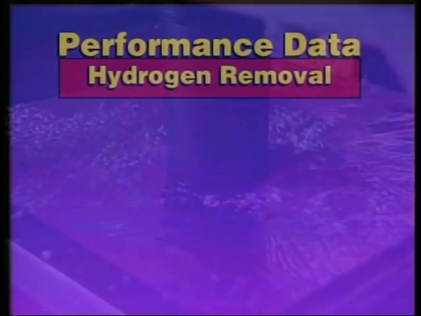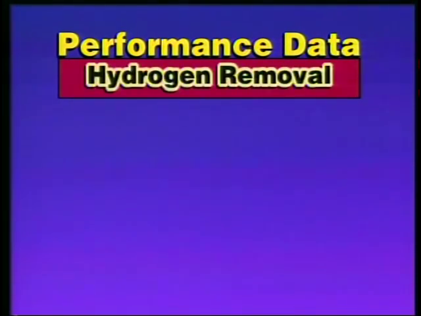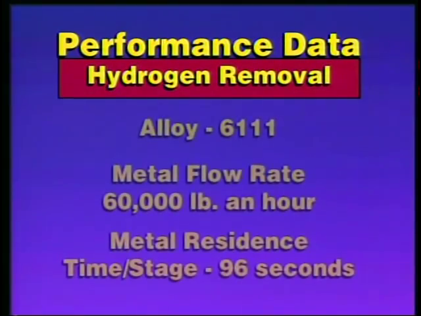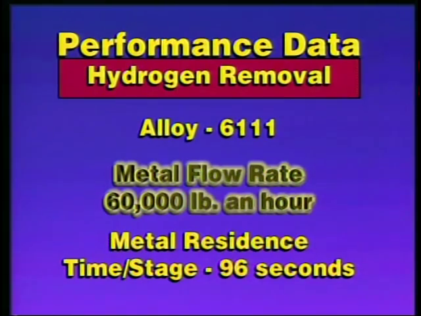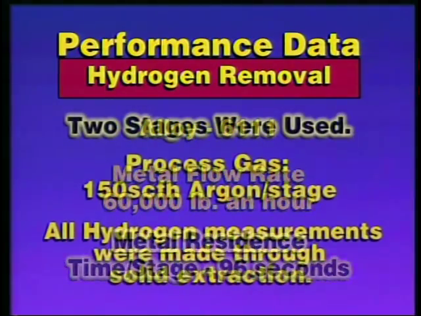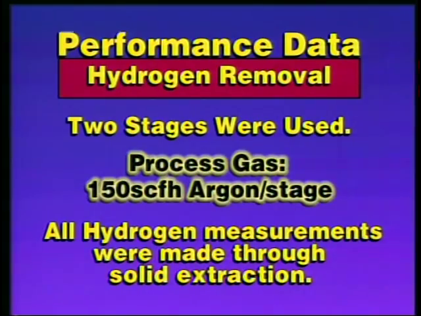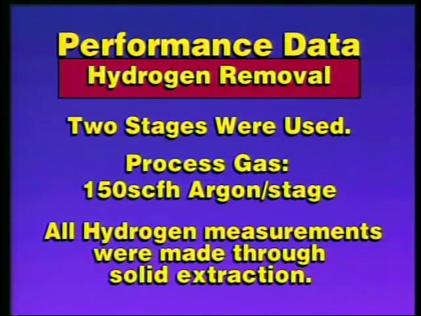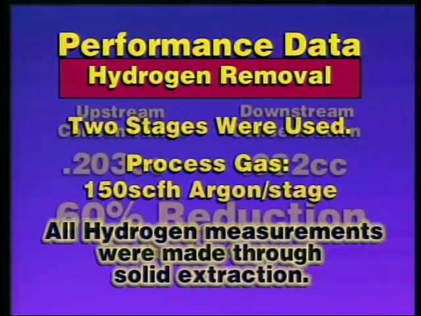Moving on to review of actual performance data, we'll first consider the case of hydrogen removal. In this situation, the alloy was 6111, operating at a metal flow rate of 60,000 pounds an hour that produced a per-stage metal residence time of 96 seconds. 2 stages were used, and the process gas consisted of 150 SCFH argon per stage. All hydrogen measurements were made through solid extraction.